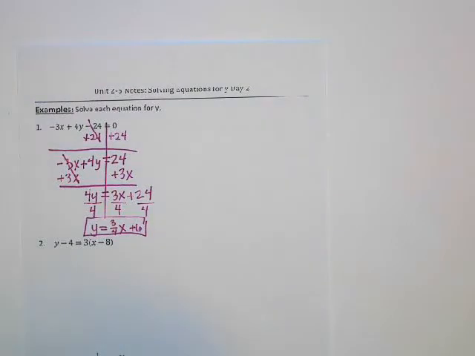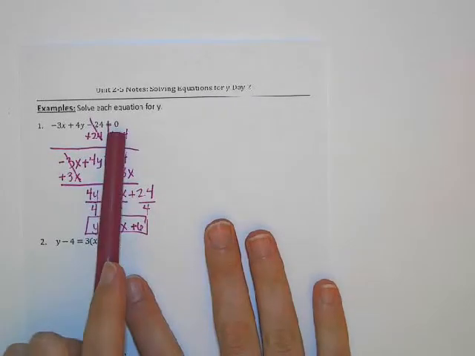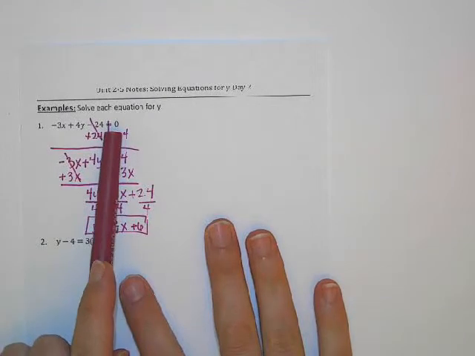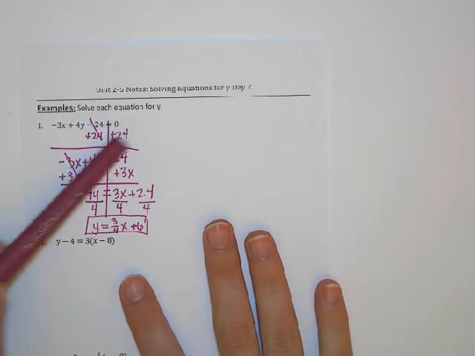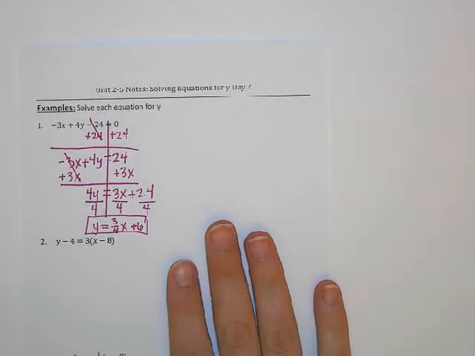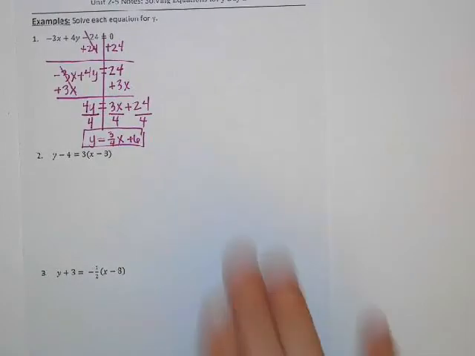Okay, any questions on 1? So it's really the same steps. It's the same type of problem. You're doing the same thing. The only thing different on this one was there was a 0 on this side to start. There was one extra step. We had to move that 24. Everything else was the same. Okay, number 2.